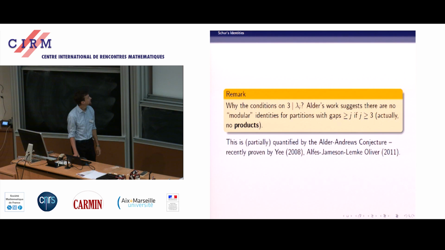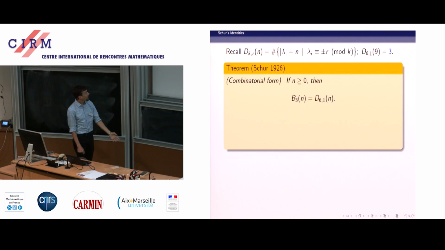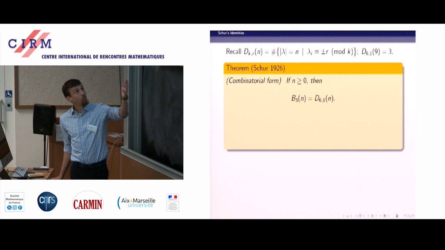So recall this notation for partitions whose parts are lying in distinguished residue classes plus or minus R mod K. I am not writing them out, but D sub 6-1 of 9, there are 3 partitions there, again in blue, again not an accident. Schur's partition theorem in combinatorial form says that the Schur partitions B3 of n are always equinumerous with these D sub 6-1 of n with the residue condition.